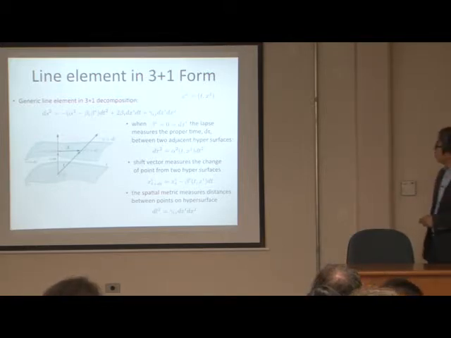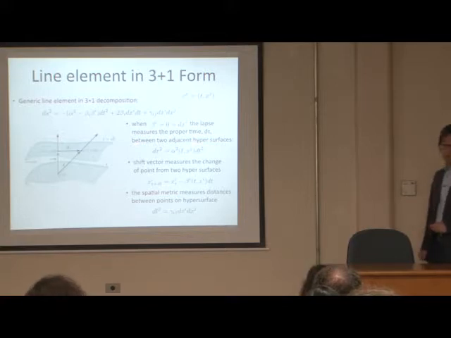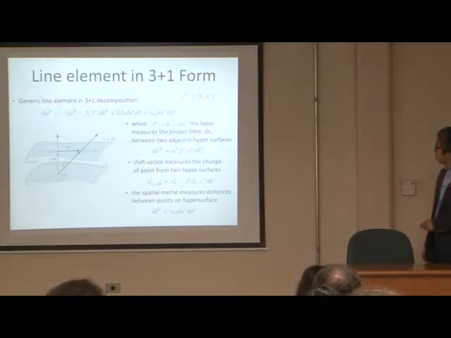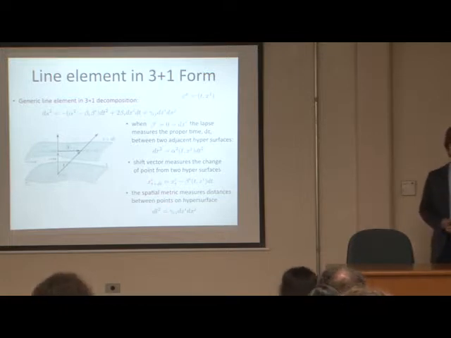When beta i equals 0, the lapse measures the proper time d tau between the two adjacent hypersurfaces. So the time is related to the lapse function. The shift vector measures the change of the point between the two hypersurfaces. Then the spatial metric measures the distance between points on the hypersurface. This is the meaning of alpha, the lapse function, beta, the shift vector, and the spatial metric.